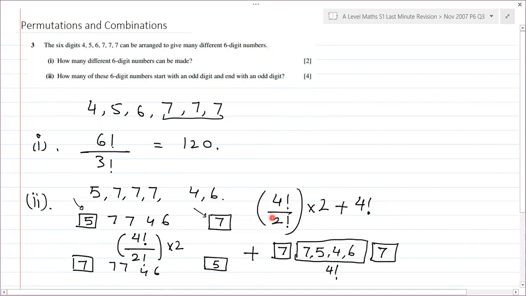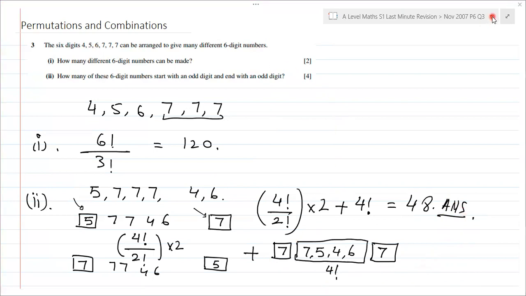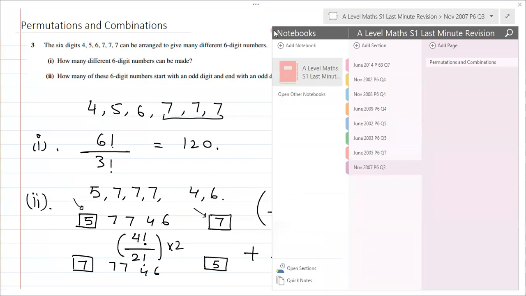So 4 factorial divided by 2 factorial times 2 plus 4 factorial for the last one. 2 and 2 will cancel out. So 4 factorial plus 4 factorial. So that's 24 plus 24, that's going to give us 48. So 48 is the final answer. Okay, so that's it. That was the last question. Thank you.